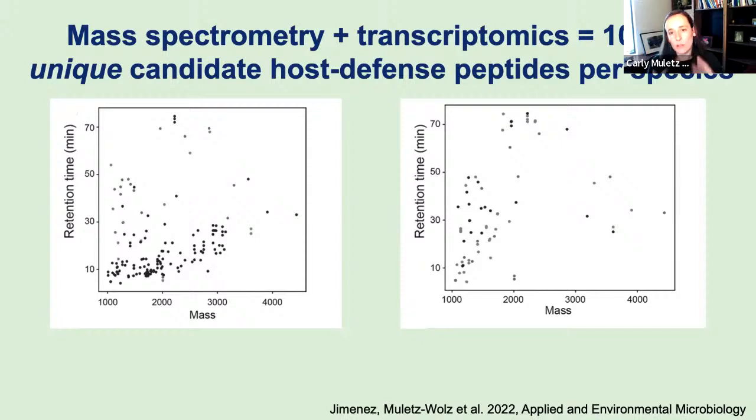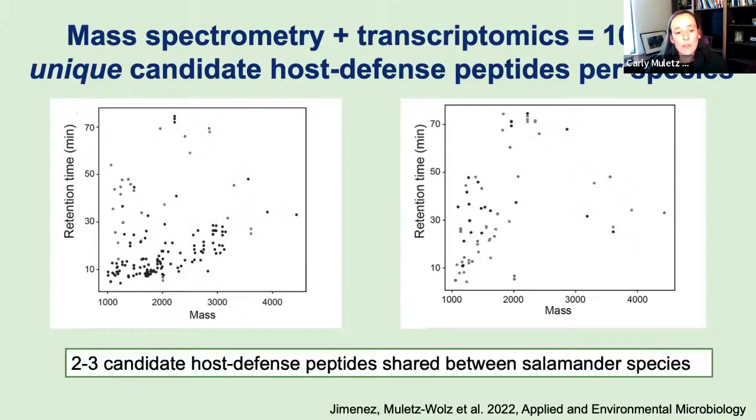And when we also look into their transcriptomics and try to find any sequences that match putative host defense peptides, we've been looking at those protein sequences to try to figure out how many are unique and how many are shared. And in the end, what we find is there's only about 2 to 3 candidate host defense peptides that are shared between species, and the vast majority are unique to the species. And so we're moving forward with this.